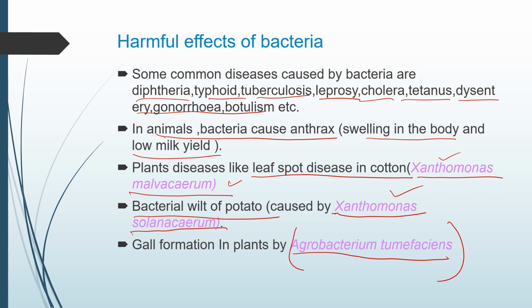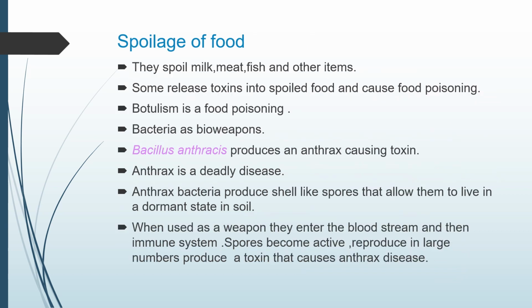Now next we will move on to the last slide. Another harmful effect of bacteria is spoiling food. How is it spoiling the food? It is spoiling meat, fish, and other items. It releases toxin into the spoiled food, and that causes food poisoning. Botulism is a kind of food poisoning.